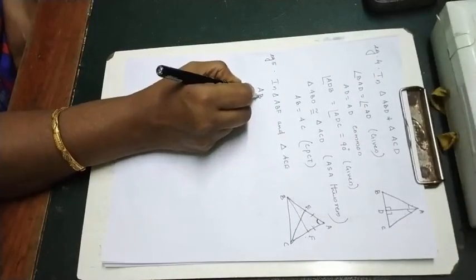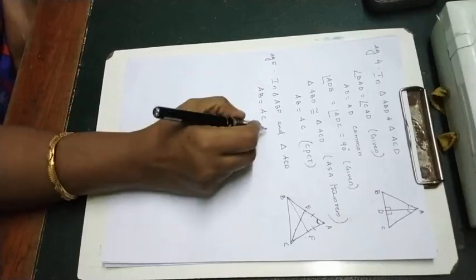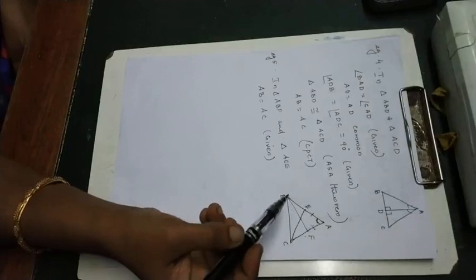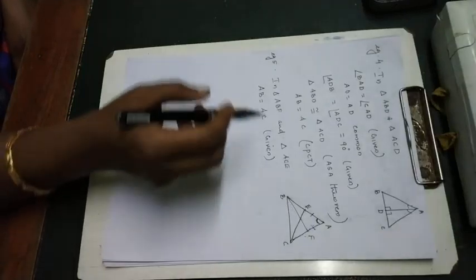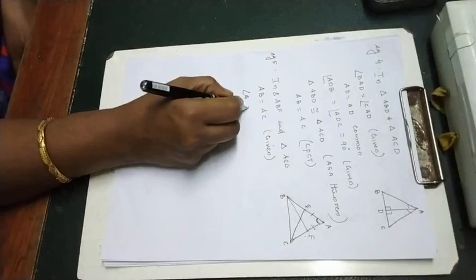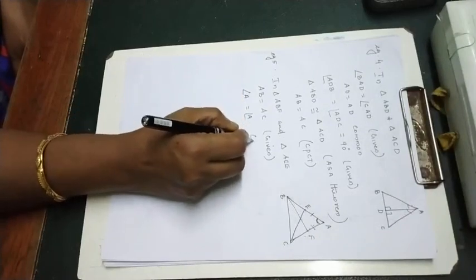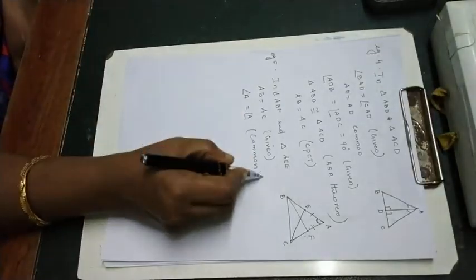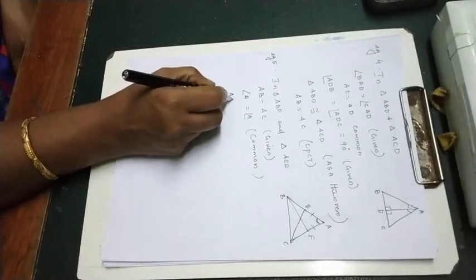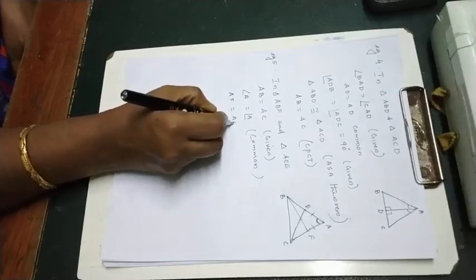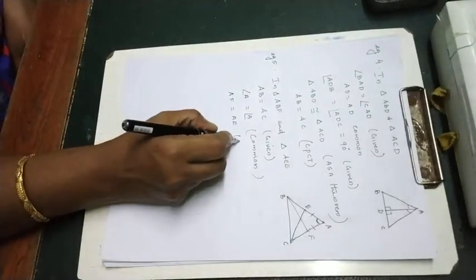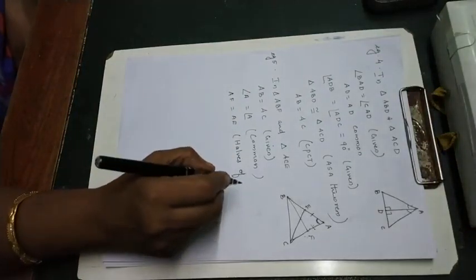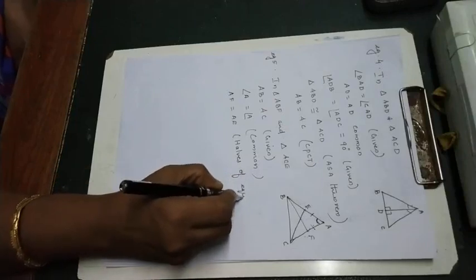First one is AB is equal to AC. Reason is given. It is given equal sides are AB and AC. Now angle A is equal to angle A, that is common to both the triangles. So common. Now AF is equal to AE, that is halves of equal sides.